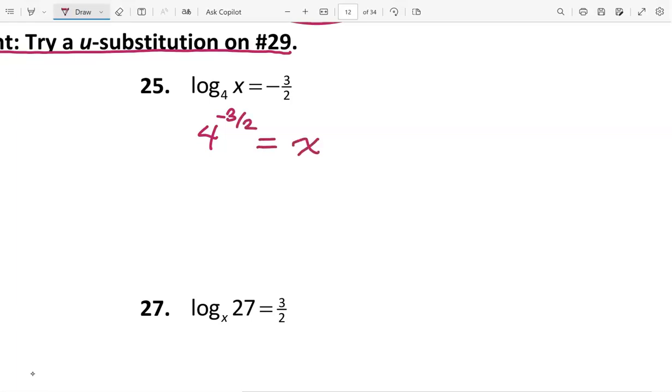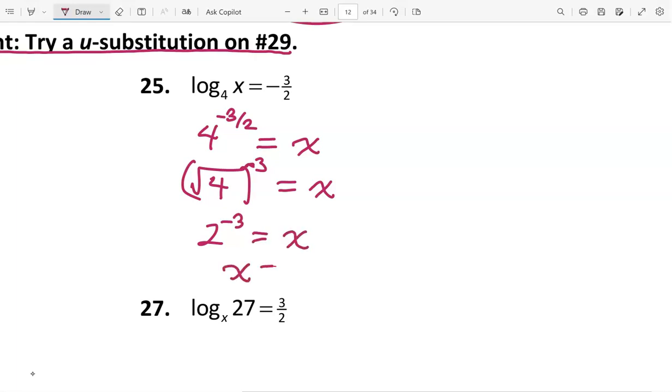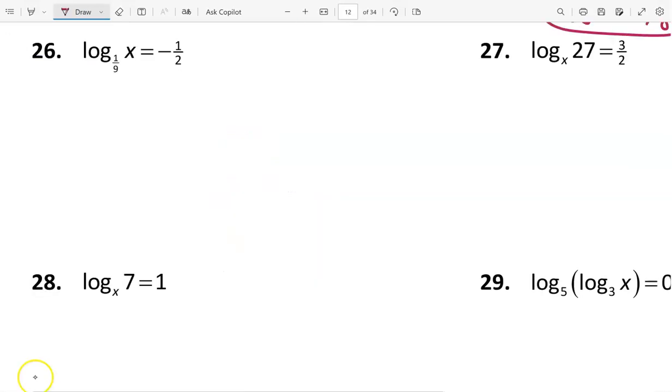And so 4 raised to the negative 3/2 is the same thing as the second root, or the square root of 4, raised to the negative 3 power. So now we just have to simplify. The square root of 4 is 2, and 2 raised to the negative 3 power is 1/8. So x is 1/8.